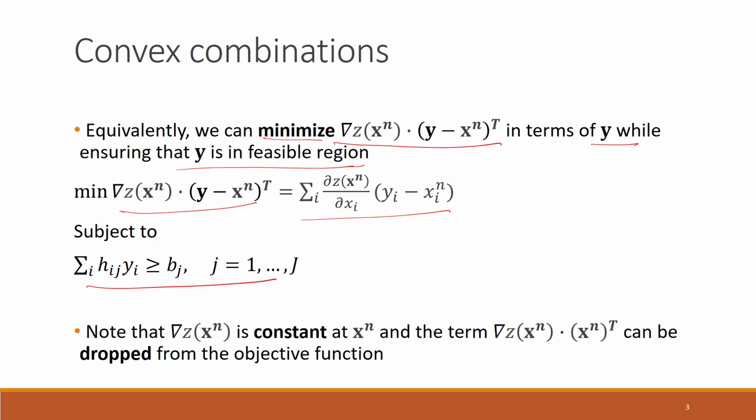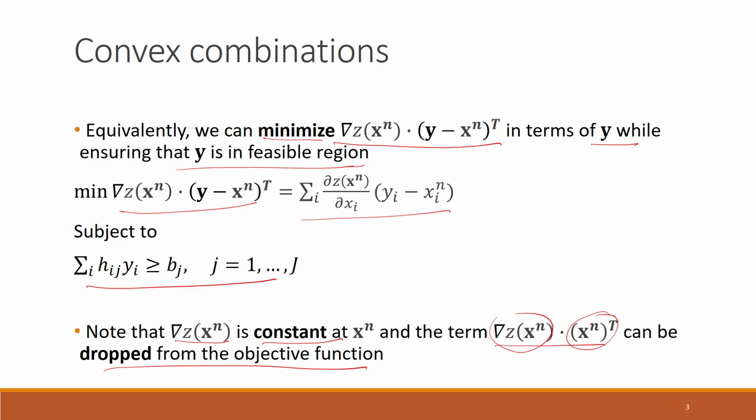Now note that when we are trying to determine y, xn is already known because we are at the nth iteration. So therefore the gradient of this function at xn is also a constant because xn is constant, and therefore the gradient of this function with respect to xn can be dropped from the objective function, because this is also constant and this is also constant because xn is known. If xn is known, the gradient of the function at that point can also be determined.